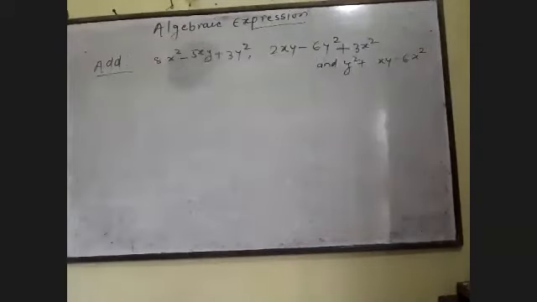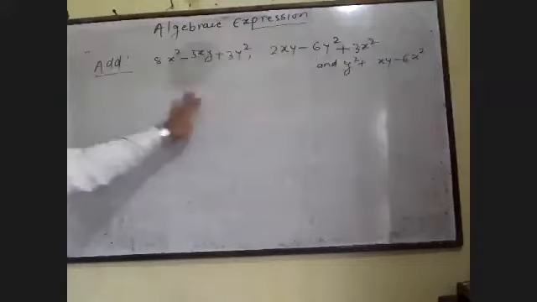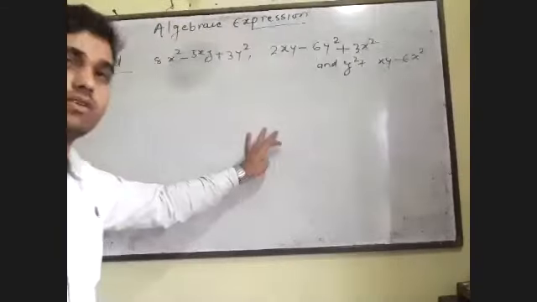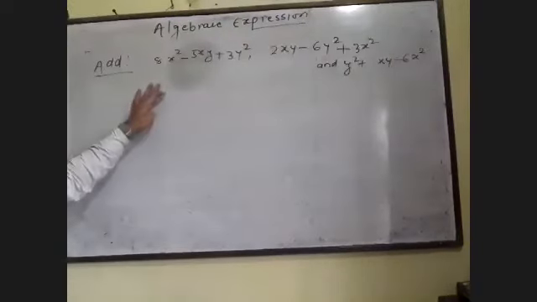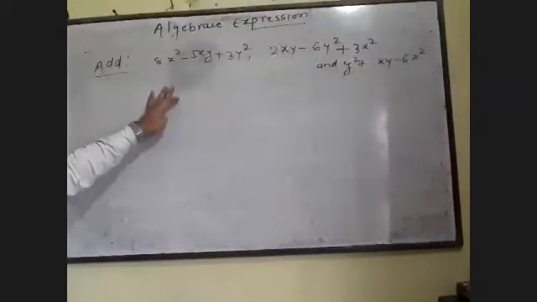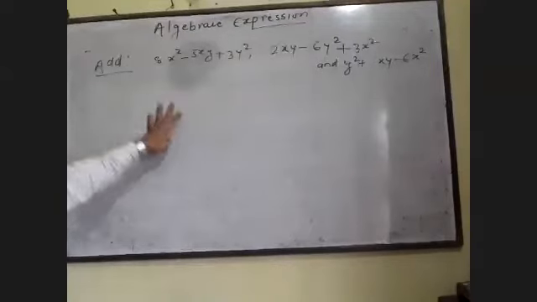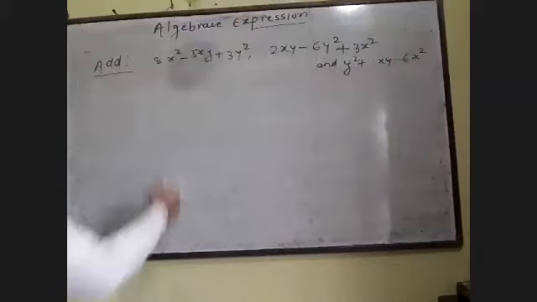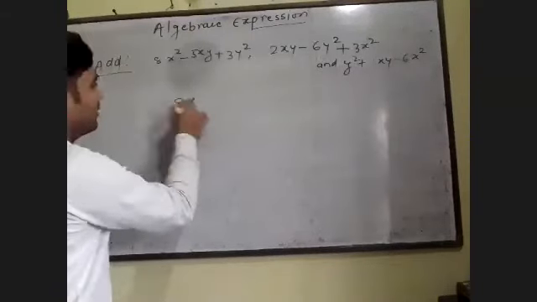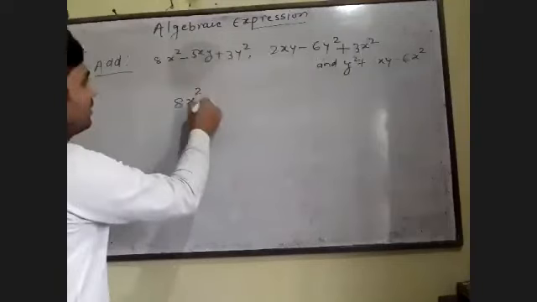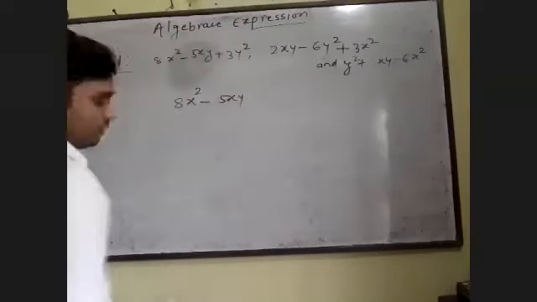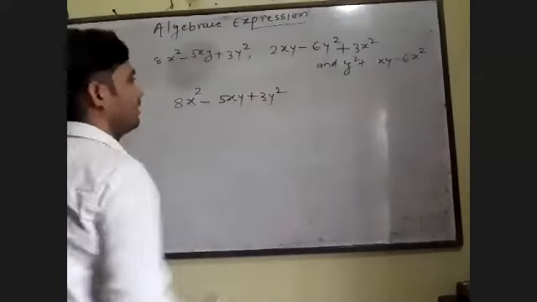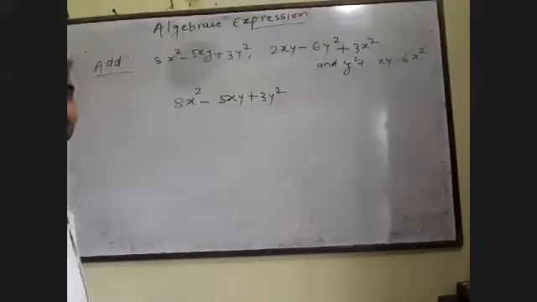So in the vertical method, sorry, it is called the column method. First of all, we have to arrange it in column. Understood? So how can we arrange it? First, we have to arrange like terms. First of all, we write the x square, then 5xy, then 3y square. This is the first algebraic expression.